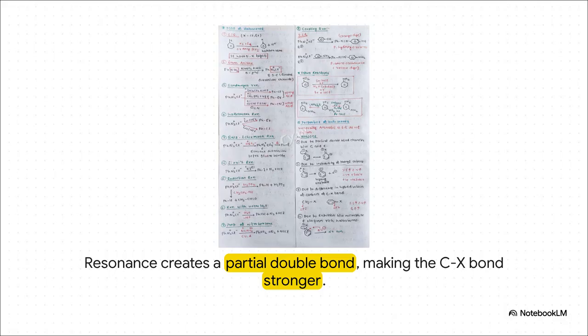Let's zoom in on the big one, the main reason, resonance. See those lone pair electrons on the halogen? They're not just sitting there. They actually get pulled into the benzene ring and start dancing around with the ring's electrons. This sharing, this delocalization, creates what's called a partial double bond between the carbon and the halogen. And let me tell you, a partial double bond is way stronger and shorter than a regular single bond. It's like putting a lock on it. A nucleophile just can't break it easily.